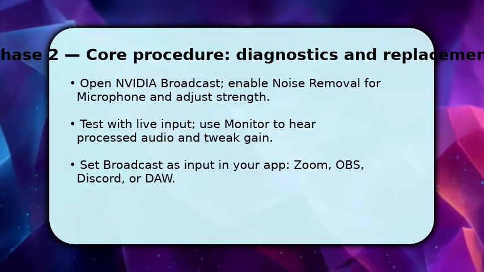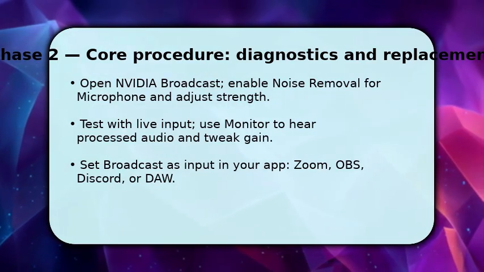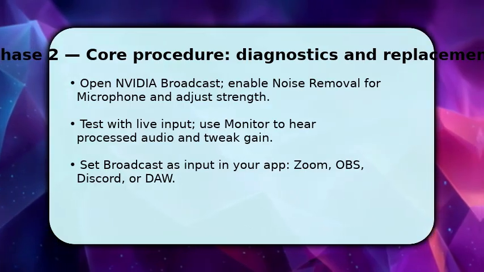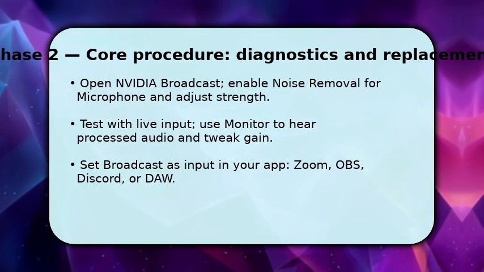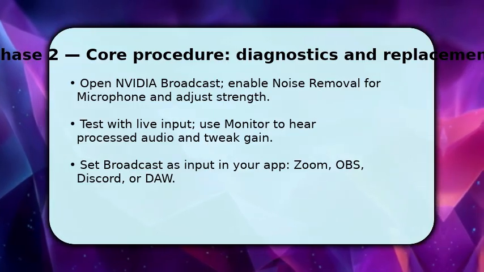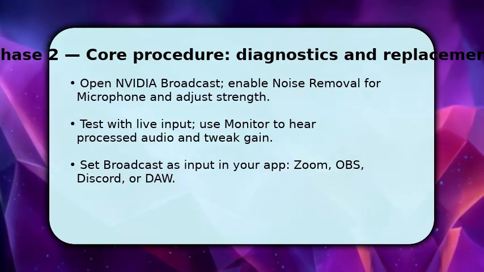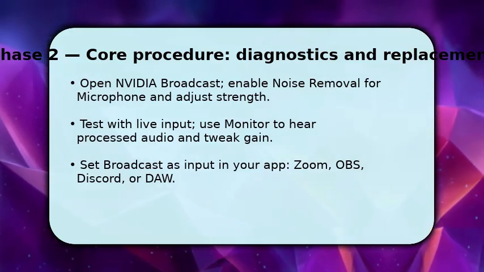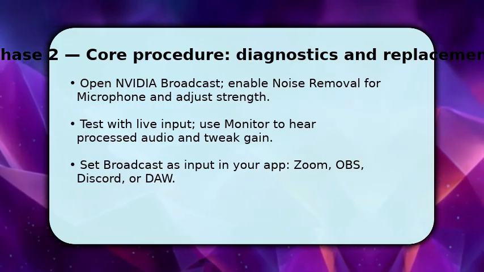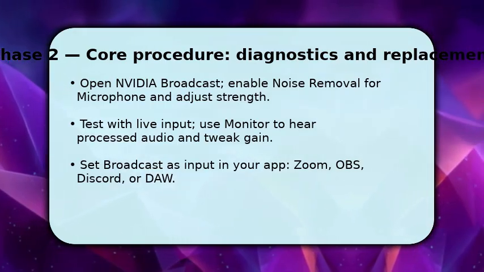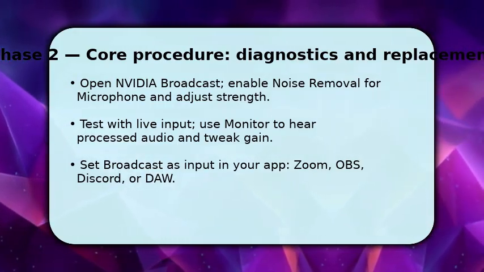Now configure the processing. In Nvidia Broadcast, enable noise removal for your microphone and choose a reduction level that removes background sound without flattening your voice. Once enabled, use the app's built-in monitoring to listen to processed audio and adjust gain or EQ if you hear artifacts.